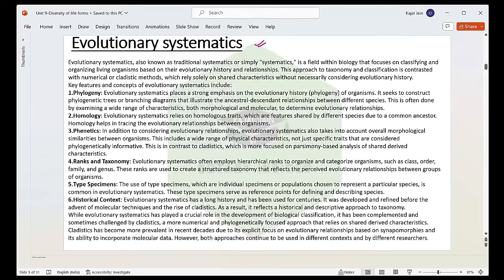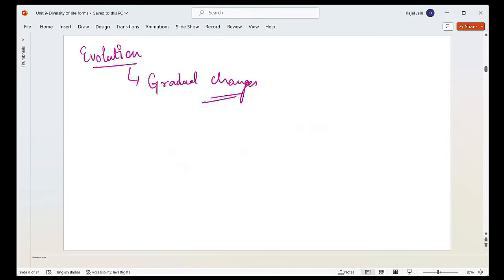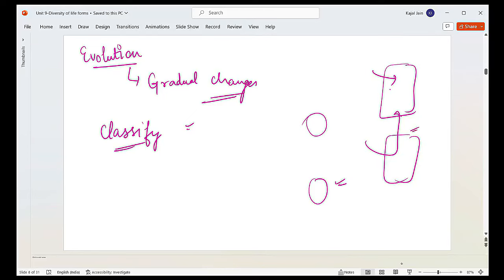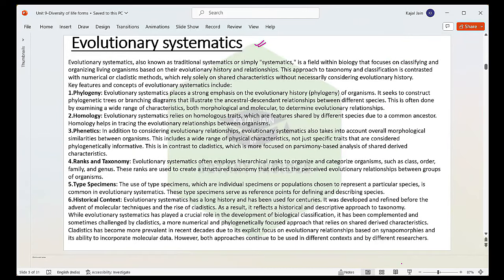Evolutionary systematics is the process or the way in which we try to classify organisms based upon the changes, based upon what similar or different characteristics they show in different groups, right? How do we keep a specific organism in a specific group? How do we say that, okay, these four organisms belong to similar species, and this is the one which is not belonging to this particular group? We depict this with the help of evolutionary systematics, right? So evolutionary systematics, or traditional systematics, or we can also simply call this systematics.